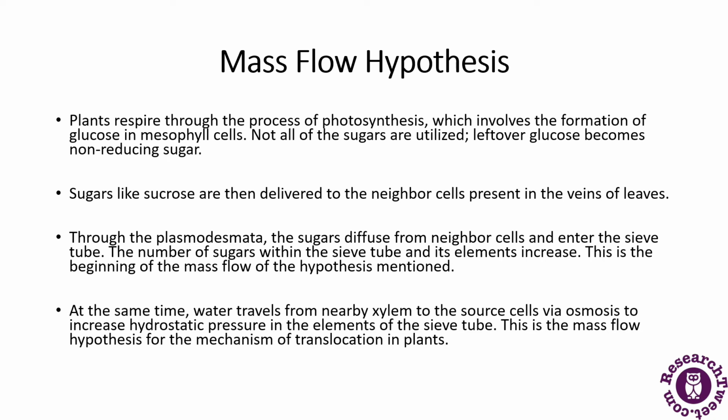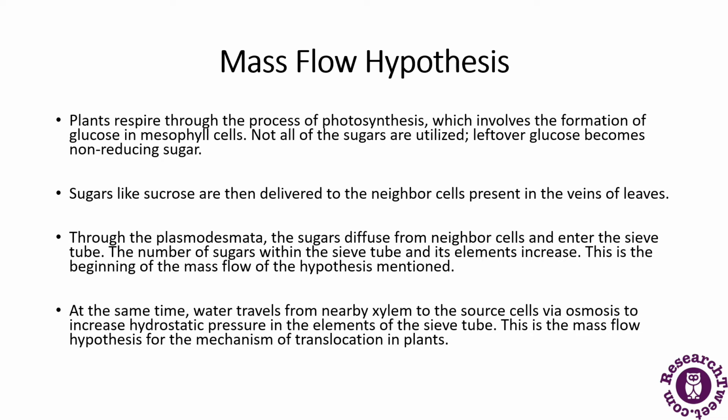Now, the mass flow hypothesis. When plants carry out photosynthesis, it involves the formation of glucose in the mesophyll cells. In this, not all the sugars are utilized. Leftover glucose becomes non-reducing sugar. So when the glucose is left over, it will become a non-reducing sugar. Another example of the sugars is sucrose, which is delivered to the neighbor cells that are present in the veins of the leaves.